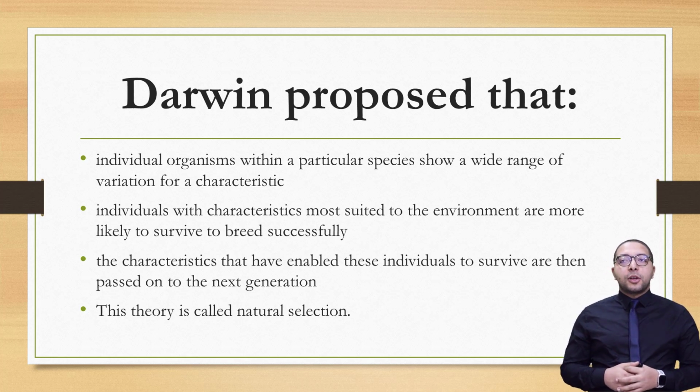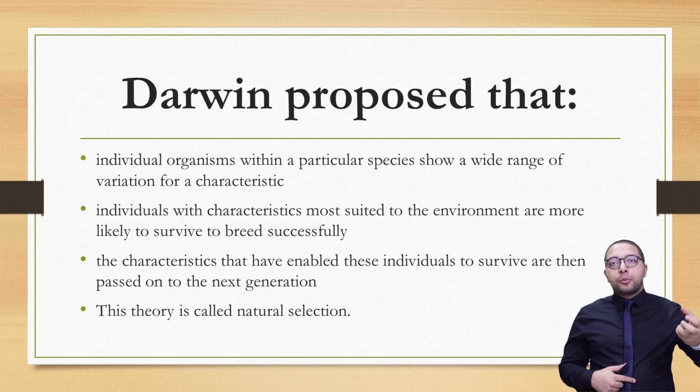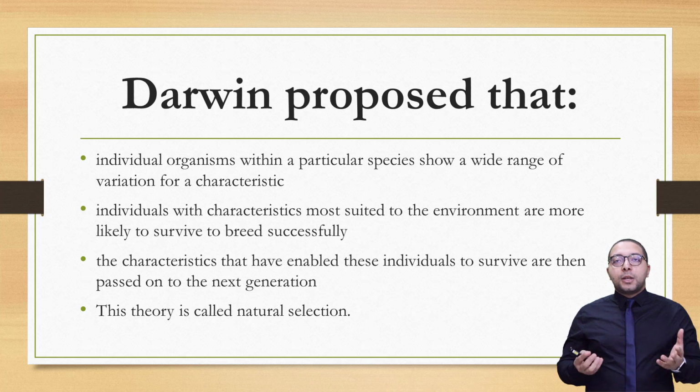Individuals with characteristics most suited to the environment are likely to survive to breed successfully. So if an organism is adapted to an environment, that gives it more possibility to grow and breed in order to get more offspring. But if an organism cannot survive in a habitat, it will not be able to breed nor survive in this habitat, and you're not going to see it anymore.